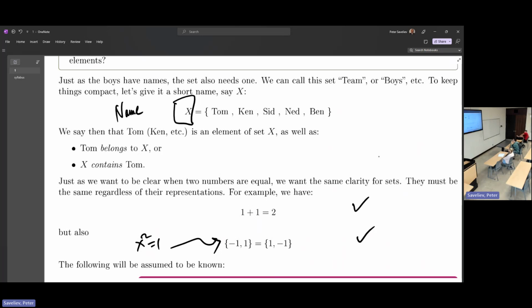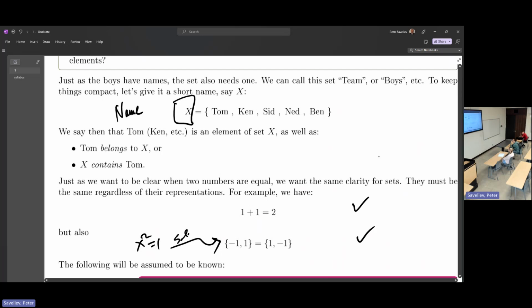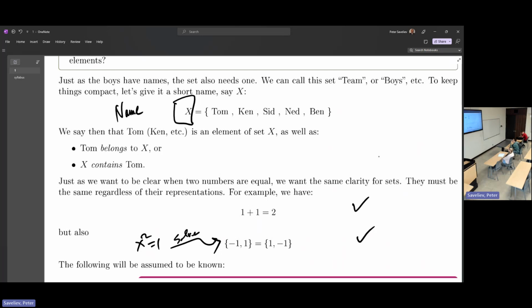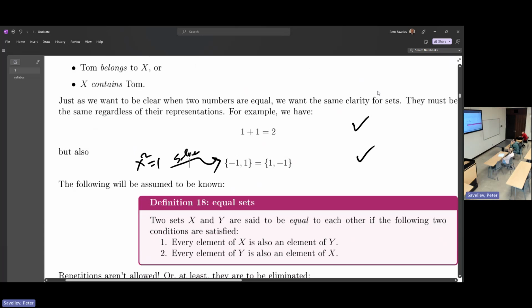Okay, so x squared equals 1, solve it. What does it mean? You're supposed to produce the solution set. Which one of the two is the answer? -1, 1, or 1, -1. Doesn't matter. It's the same set. Okay. That's what it means to solve an equation, is to produce the solution set, meaning that every single number in the set is a solution, and secondly, you did not miss any. So that's what equal sets are.